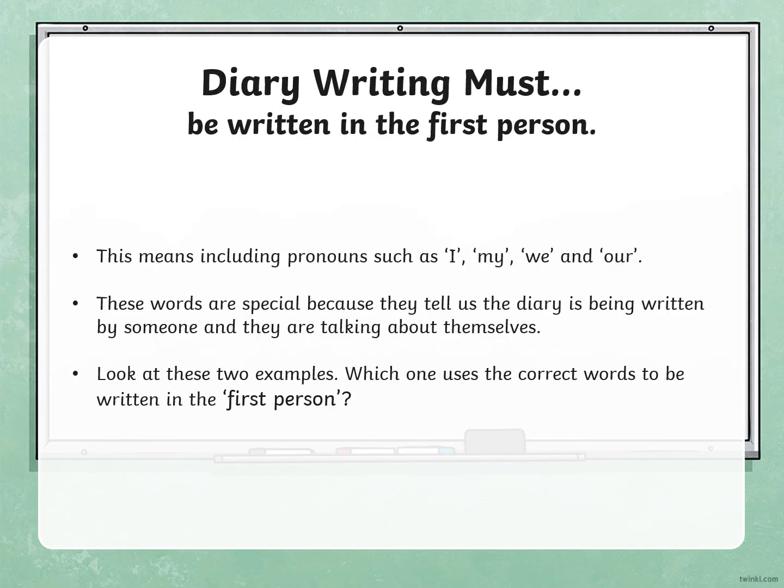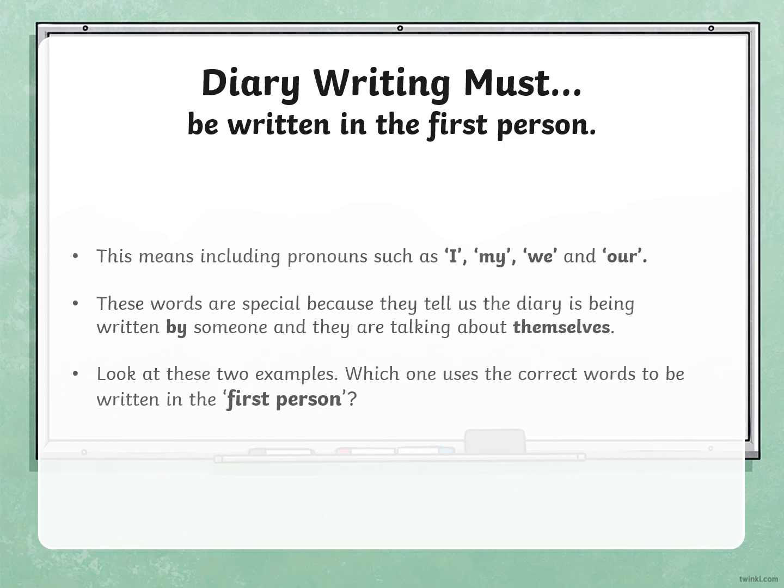So just to recap, a diary must be written in the first person. That means you include the pronouns I, my, we, or our. In our diary, we'll just be using I and my as there is only one character. These words are special because they tell us the diary has been written by someone and they're talking about themselves. Look at these two examples. Which one uses the correct words to be written in the first person?